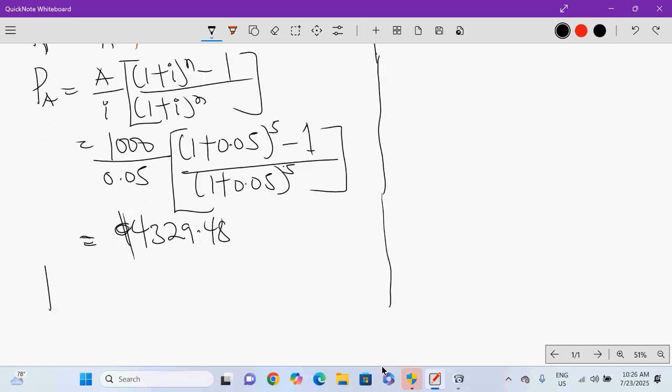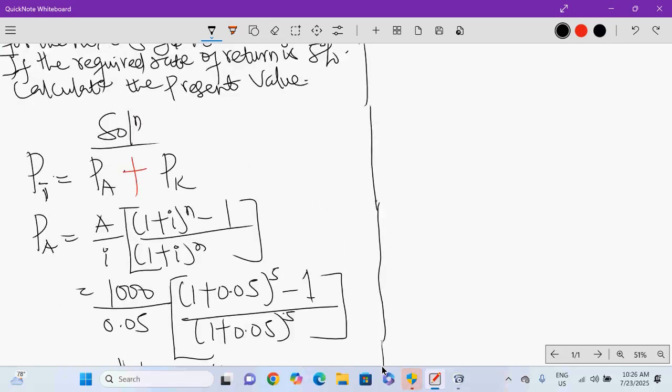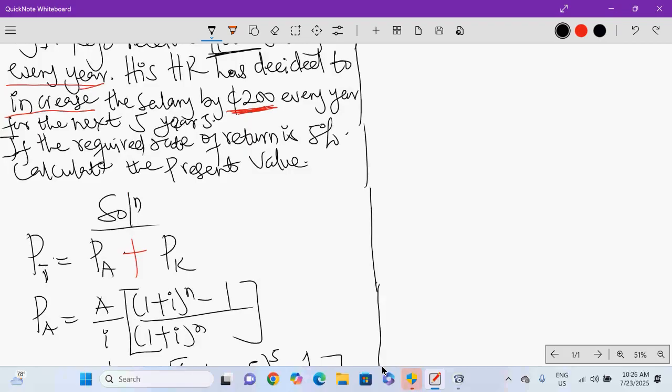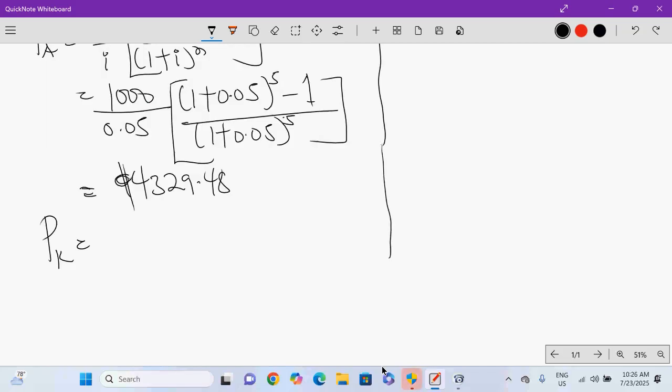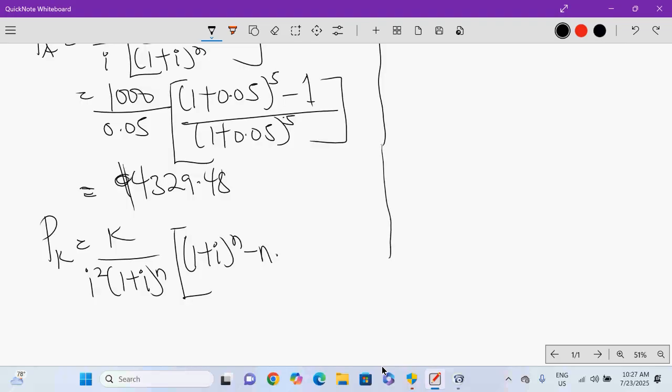Now let's quickly go to the PK, the gradient. We said the k is the gradient. The gradient here is 200 cedis. Let me write the formula again, with I squared. This formula should be on your fingertips. Even if you sleep and they wake you up, you can mention it. So the k is 200.